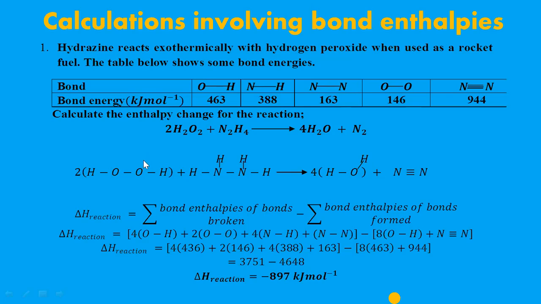Hydrazine reacts exothermically with hydrogen peroxide when used as a rocket fuel. The table below shows some bond energies. Here I have bond and bond energies in kilojoules per mole. Calculate the enthalpy change for the reaction.